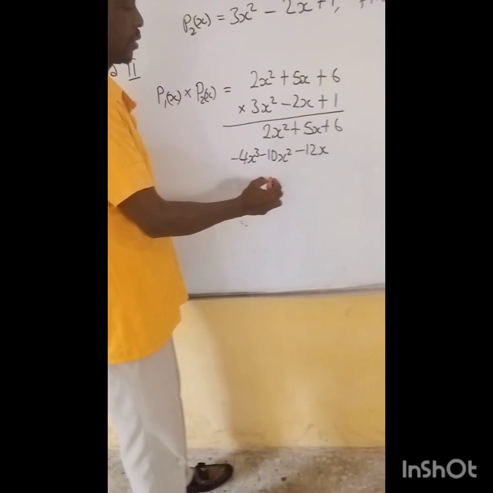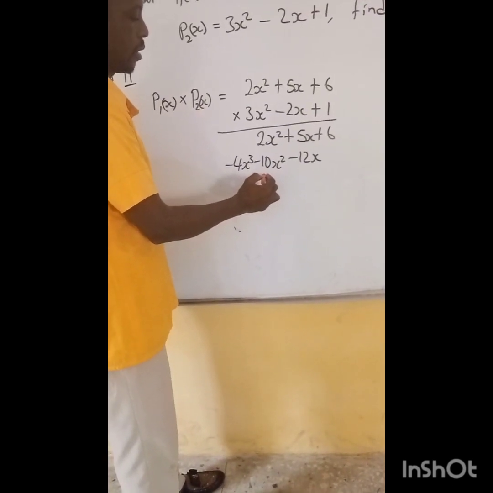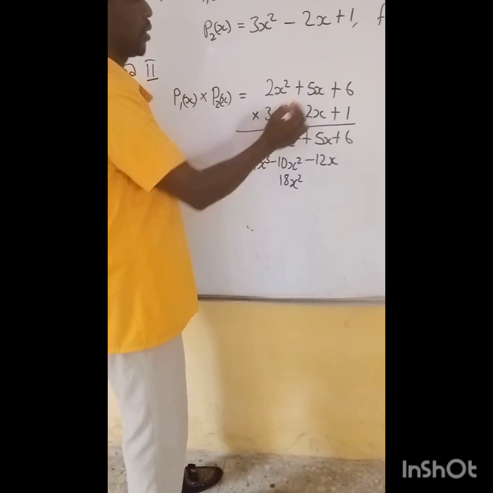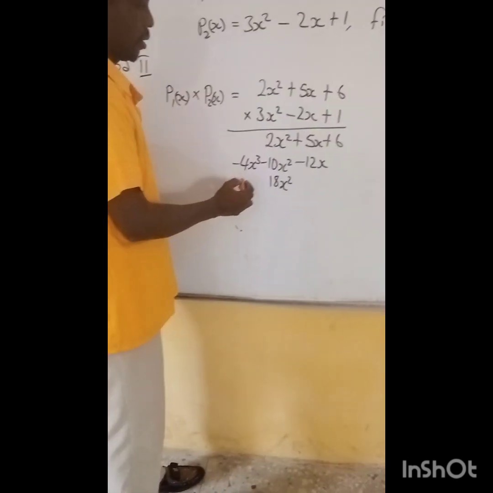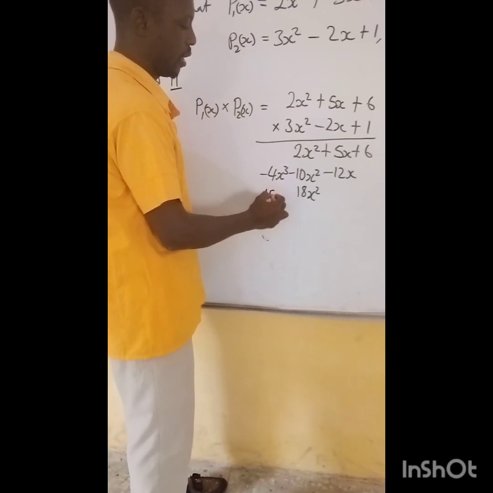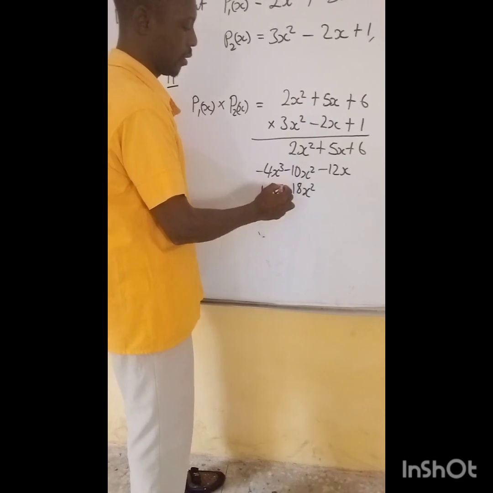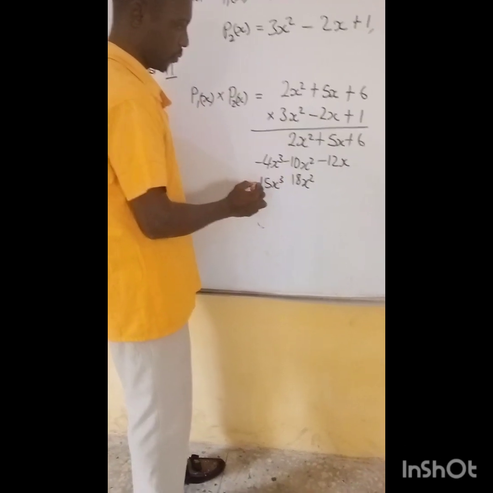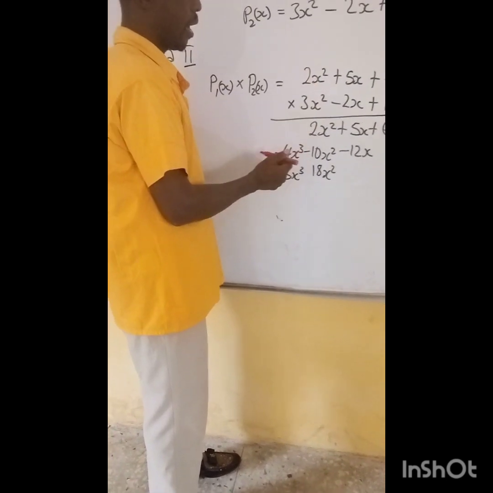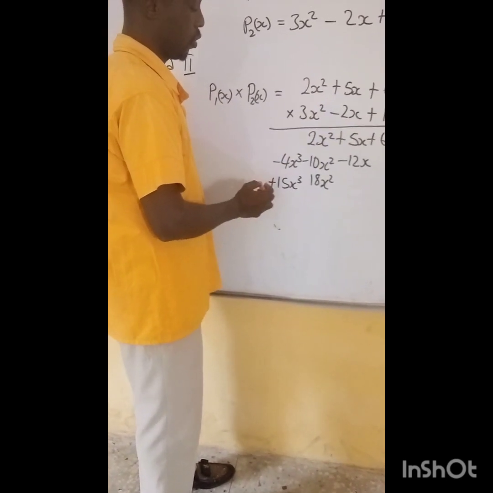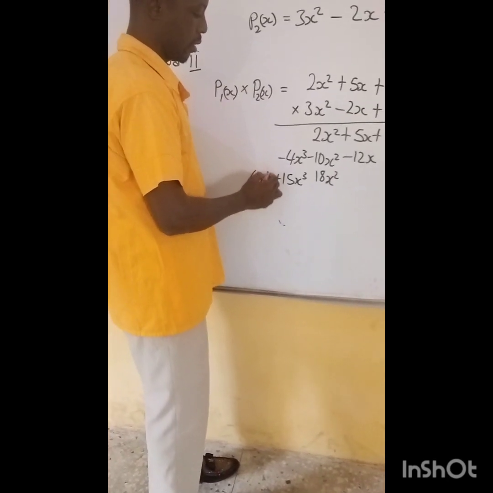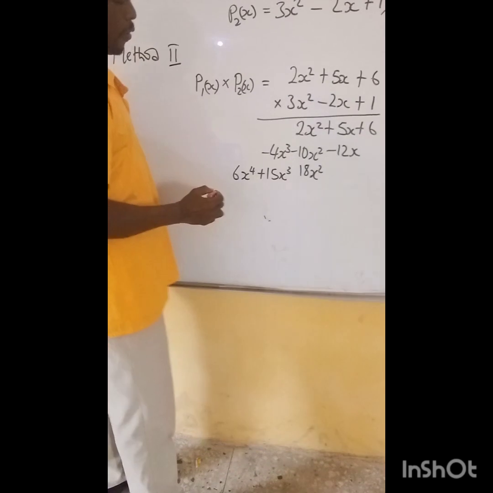3x times 6 is 18x, 3x times 5x is 15x squared, and 3x squared times 2x squared is 6x raised to power 4.